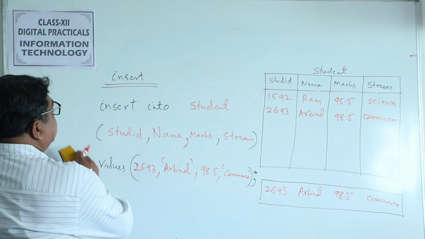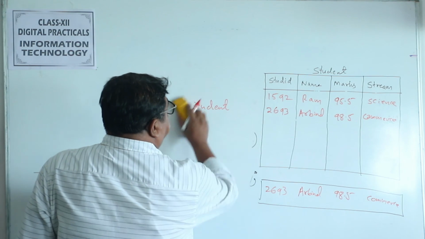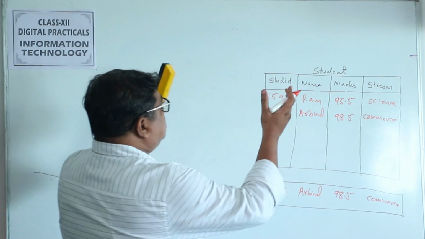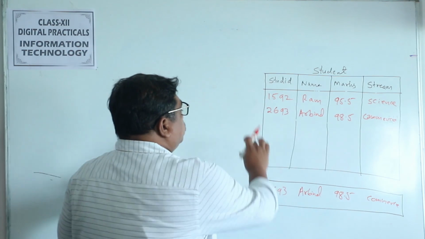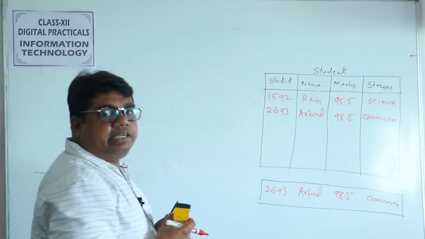Now, very important, see once we have stored rows in the table, these rows are also referred to as tuples and the columns are referred to as attributes.